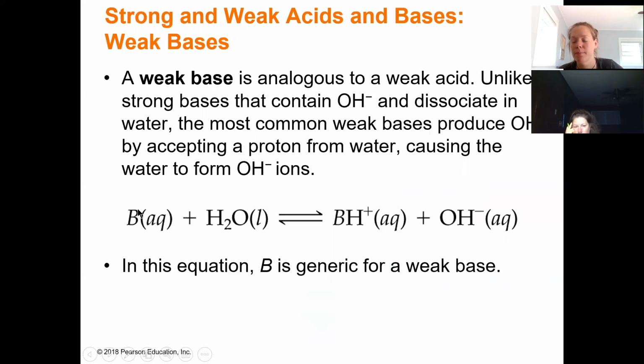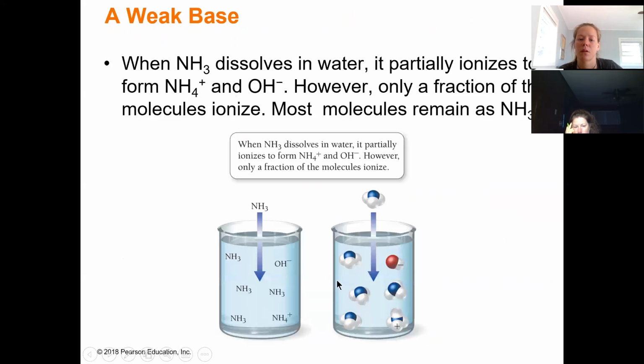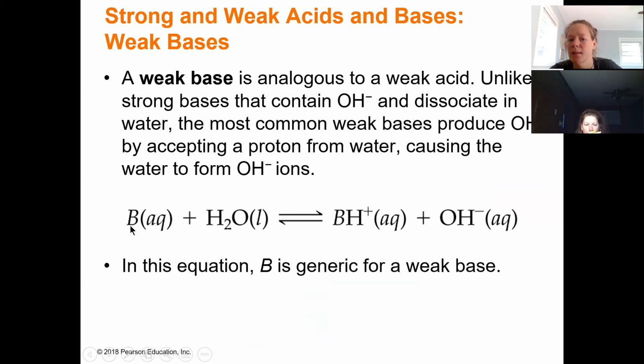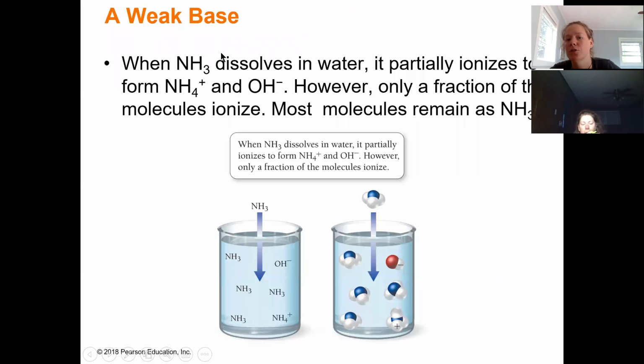So we've got some sort of weak base. It's going to snag one of those hydrogens, and that's where you're going to get the OH- production. But this is moving in both directions, so we do have some of the original weak base as well. If you're wondering what B is, this is just a generic term for whatever the weak base happens to be. So NH3 is a good example of a weak base. When we throw that thing into solution, some of the NH3s are going to steal a hydrogen and become NH4+ and leave the OH-. Some of them are just going to stay NH3.